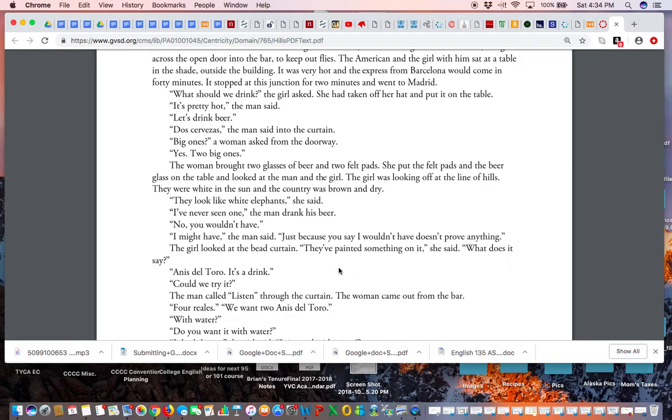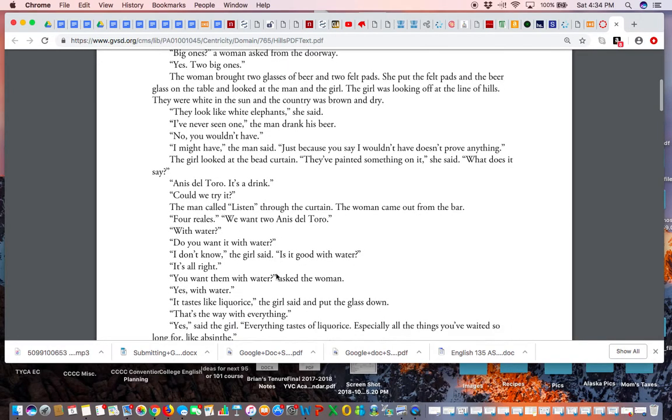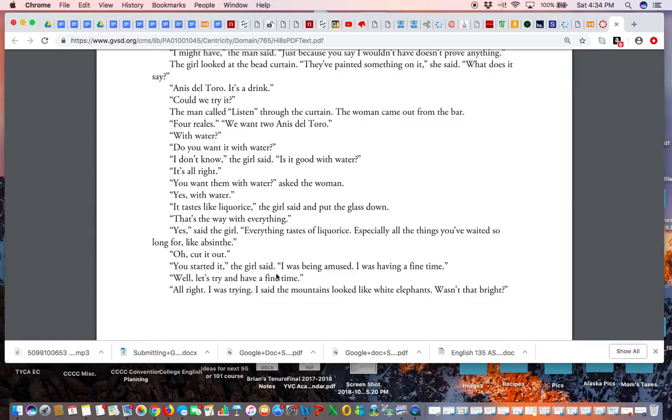"Just because they painted something on it," she said. "What does it say?" "Anís del Toro. It's a drink." "Could we try it?" The man called, "Listen," through the curtains, and the woman came out from the bar. "4 reales." "We want 2 Anís del Toro." "With water? Do you want it with water?" "I don't know," the girl said. "Is it good with water?" "It's all right." "You want them with water?" asked the woman. "Yes, with water." "It tastes like licorice," the girl said, and put the glass down.